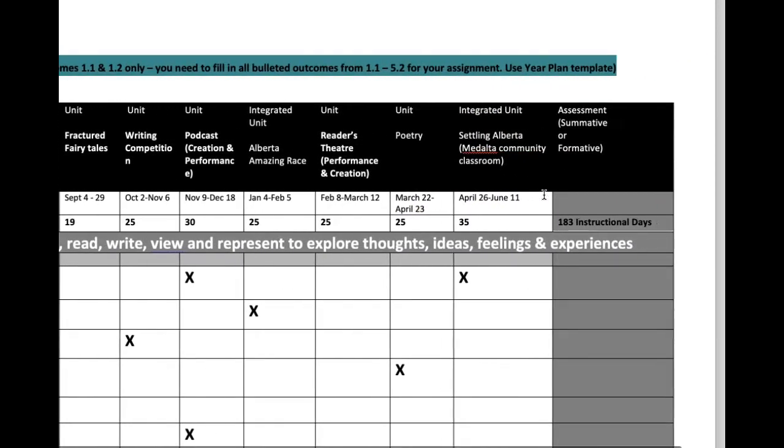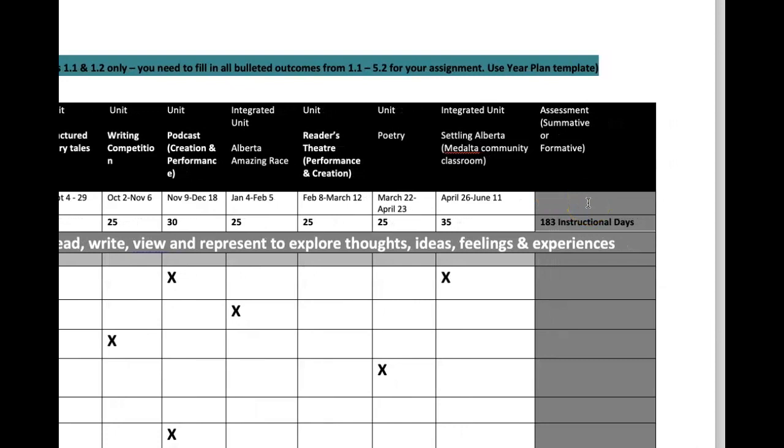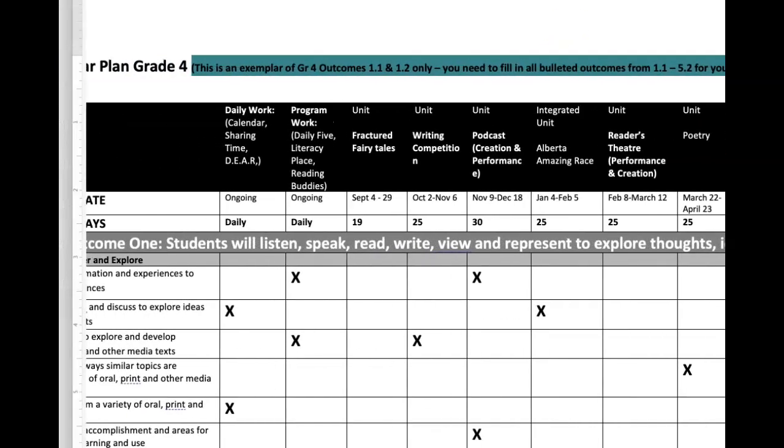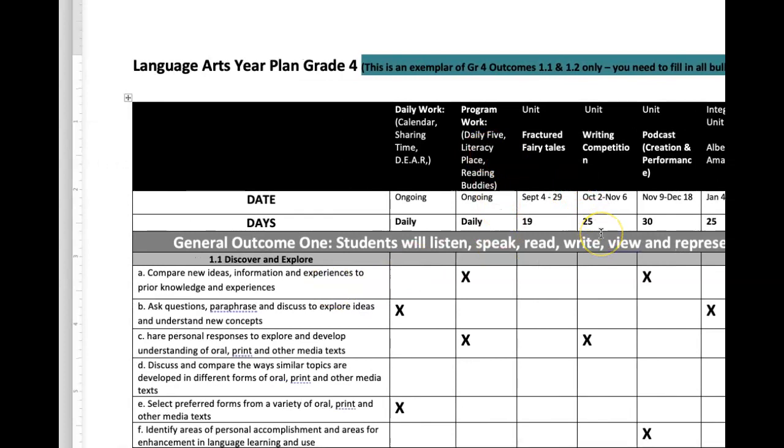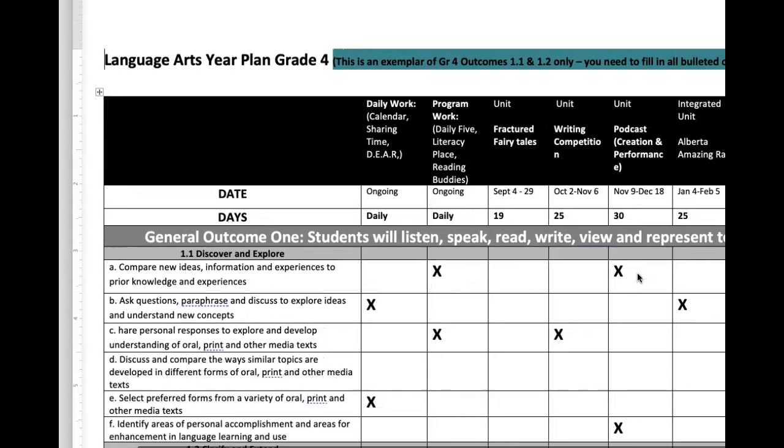You'll see that assessment is grayed out. You don't have to fill in assessment this year because you'll fill that out after you have your course with Colleen A on assessment. Basically then what you're doing is lining up your objectives with what you think will be the best way to teach those objectives. So if you think that through the podcast you can fulfill comparing new ideas, information, and experiences to prior knowledge and experiences, then all you do is put an X. At this point, you don't do anything else with this assignment. This is the year plan. We get more specific in unit and then really specific in lesson.